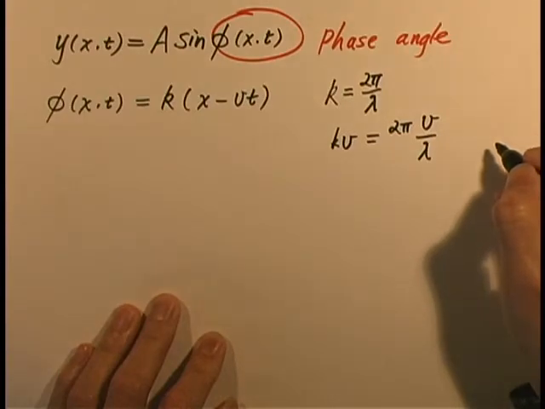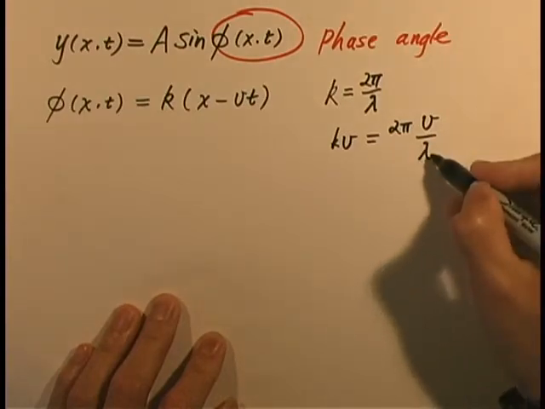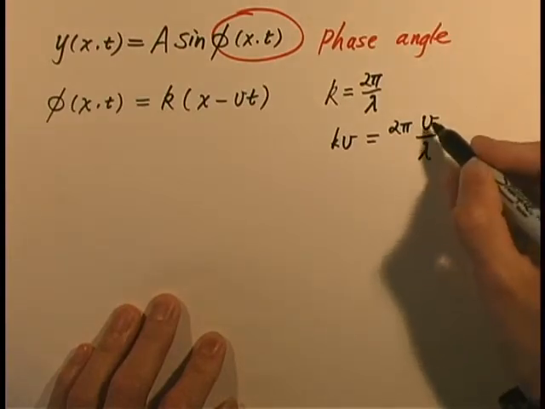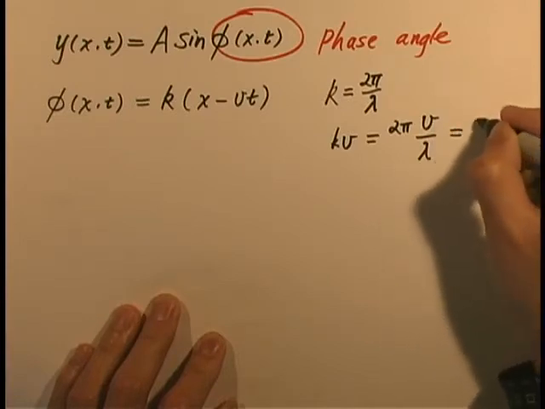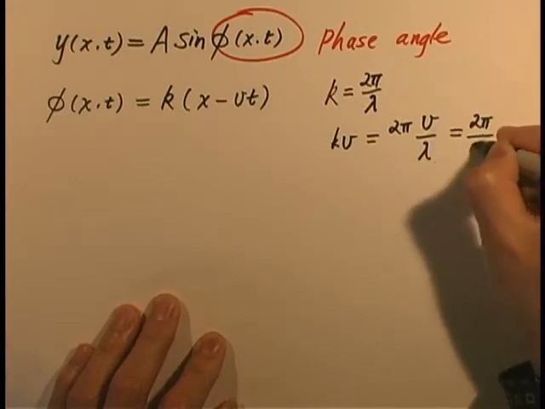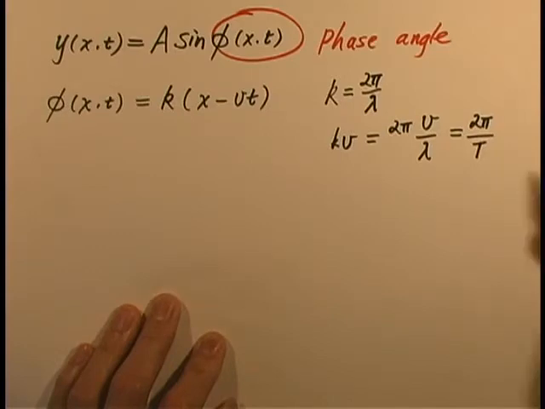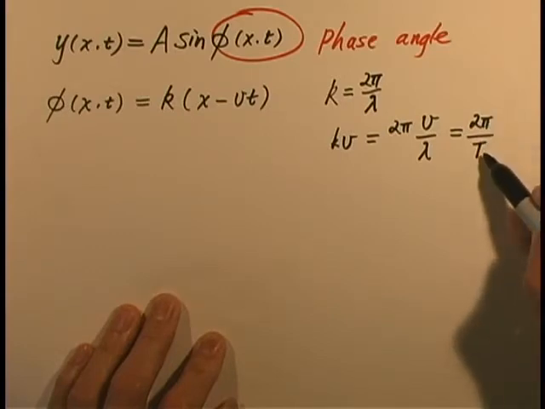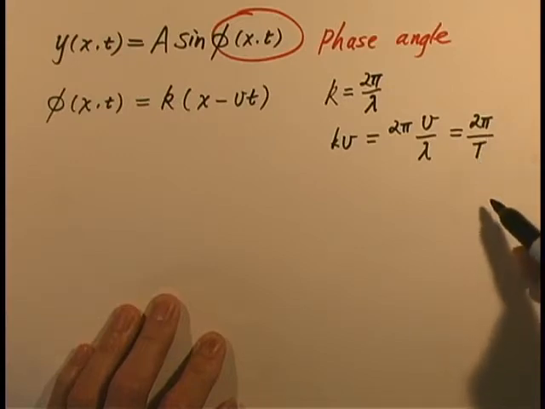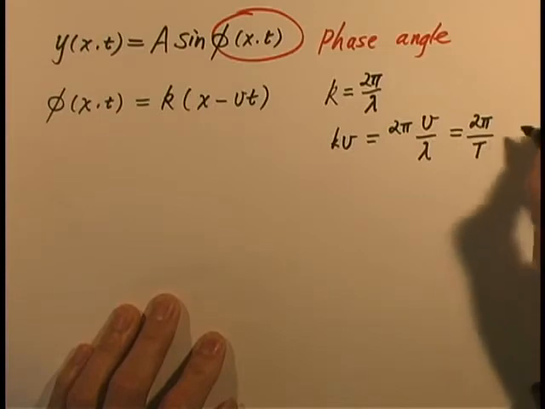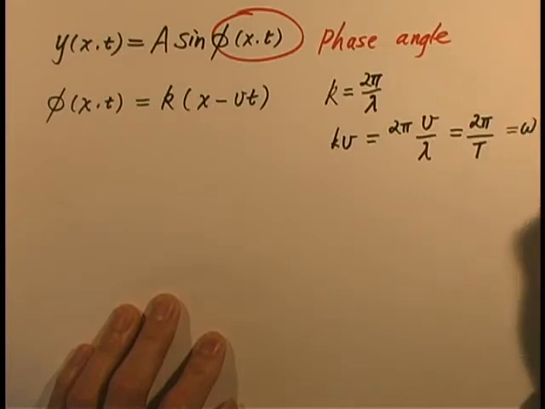What is v over lambda anyway? You know, lambda over v is equal to T, the period, right? So v over lambda is just 1 over T, the period. Now, that looks familiar, 2 pi over T. What's 2 pi over T anyway? Isn't this the angular frequency of the oscillation of each oscillator inside that wave? So that really is just omega, isn't it?